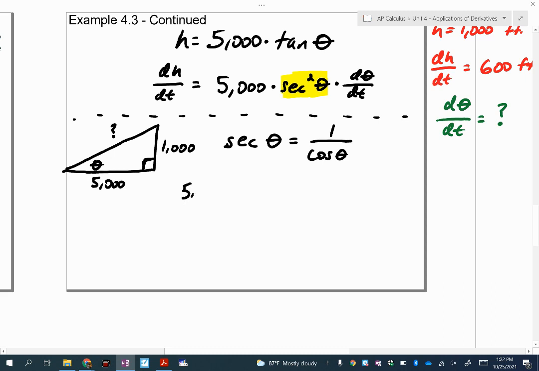So I have 5,000 squared plus 1,000 squared equals the hypotenuse squared. Okay, so I'm going to go into Desmos to find out what that is.